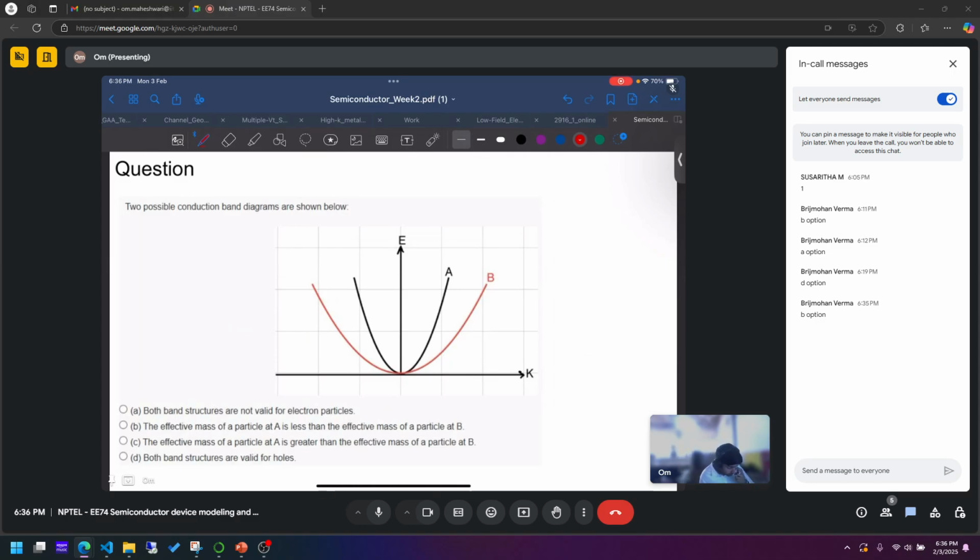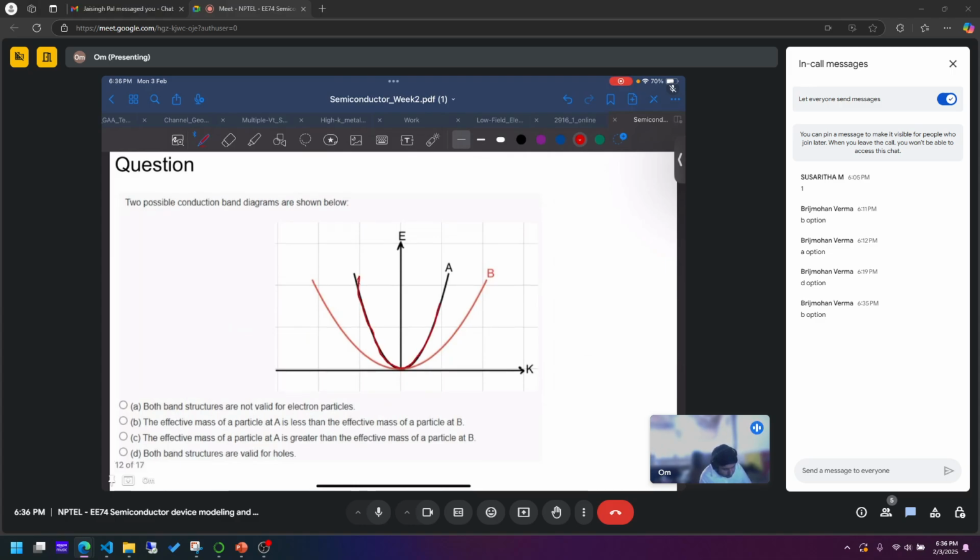Right. So you see the curvature in this A1 is much higher, steeper compared to B. So the effective mass here was lower. Effective mass is inversely proportional to your curvature. So your answer is option B. The effective mass of particle A is less than effective mass of particle B.